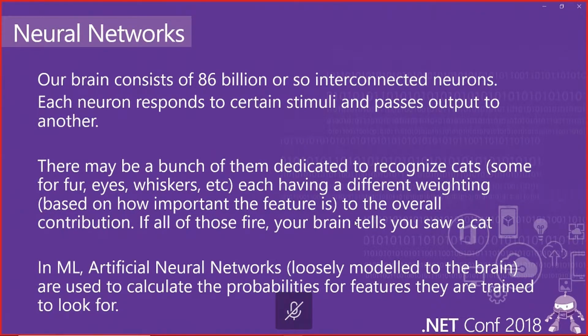A neural network is a model loosely modeled on the brain, and neural networks are used to calculate the probabilities for the features they are trained to look for. So with neural networks, we try to mimic the functionalities of a brain. Do you remember when I told you the story of the horse and the dog? That's why. Now the brain of that little girl will fire some different neurons.